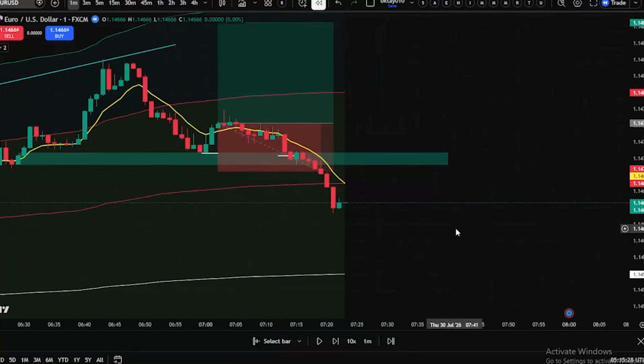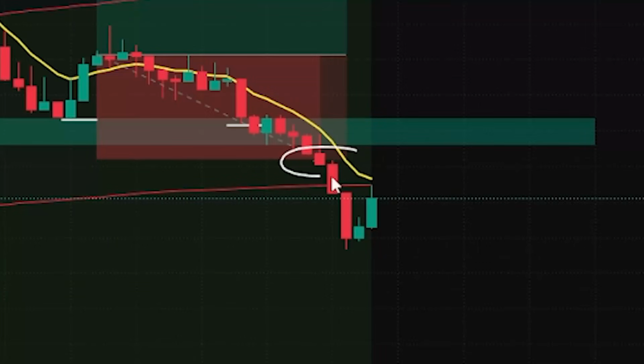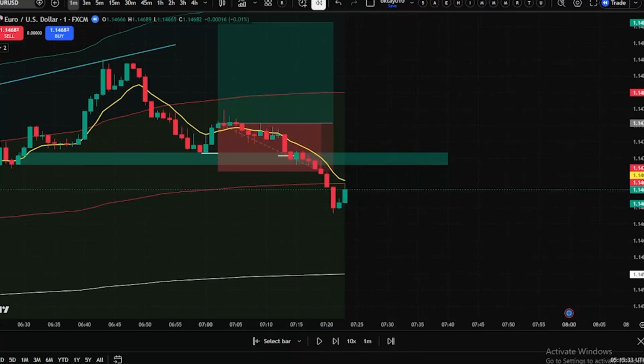And finally, the price triggers our stop. This trade ended with a loss. But here's a pro tip.